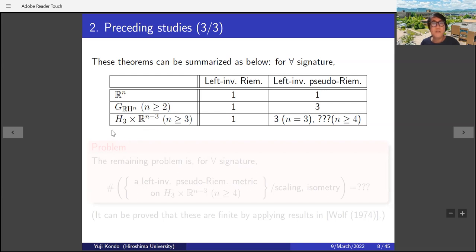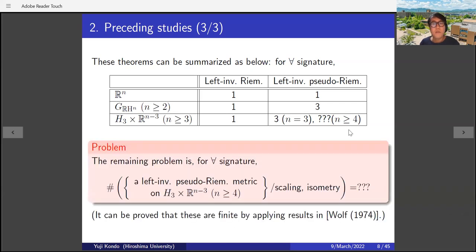But for the cases of this direct product Lie group, we know that there exist exactly three left-invariant Lorentzian metrics in the case of n equal to three. But we have not known that for the cases of n greater than or equal to 4. So the problem is, for any n, how many left-invariant pseudo-Riemannian metrics on this Lie group exist up to scaling and isometry? But it can be proved that this is a finite set by applying the results of this paper.